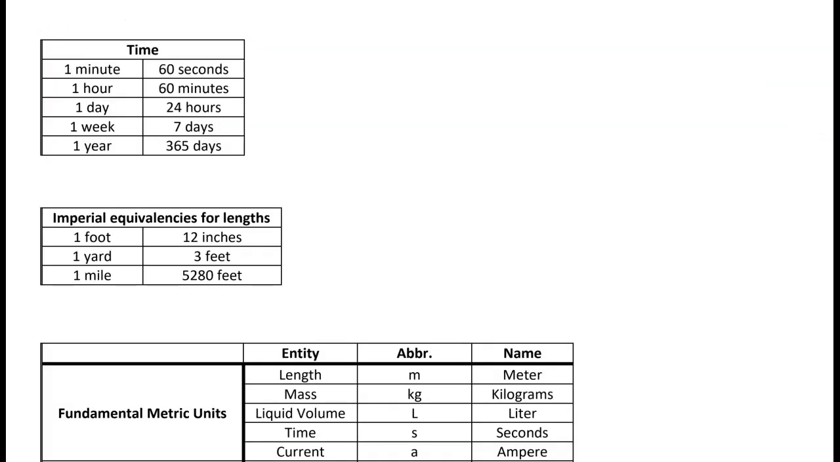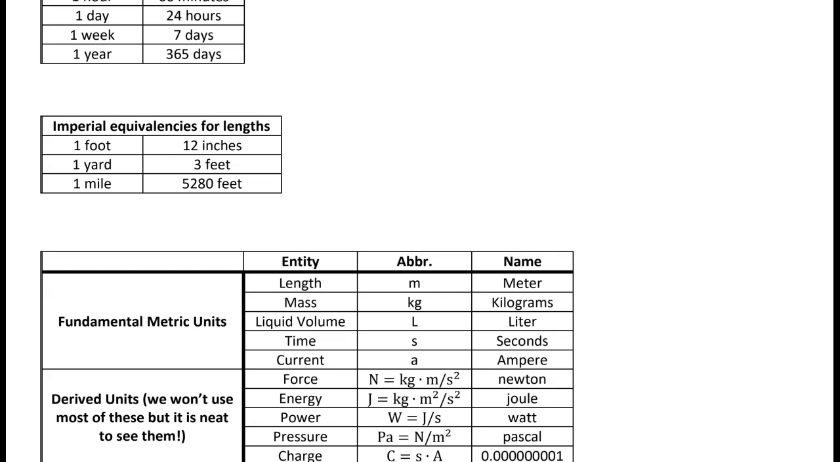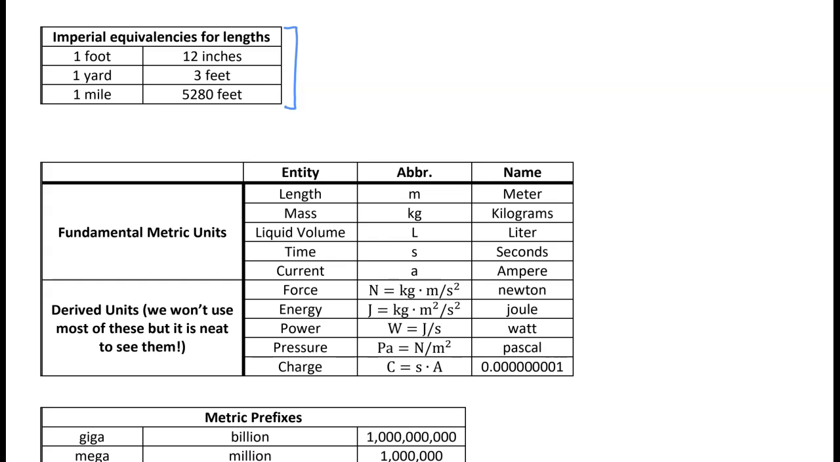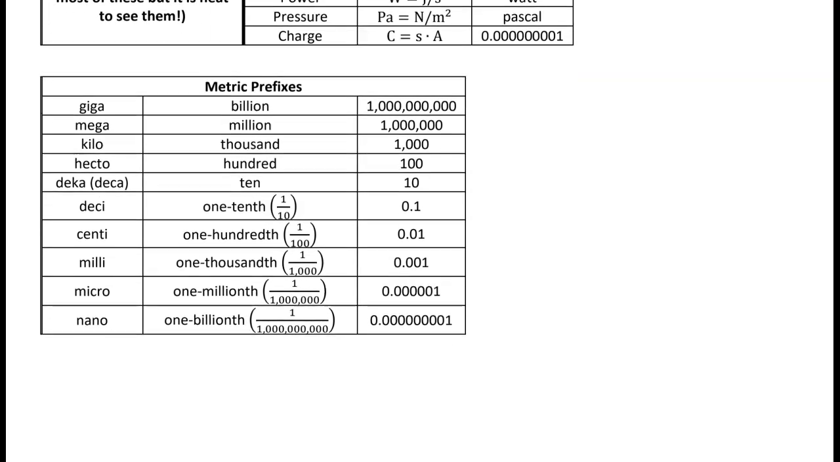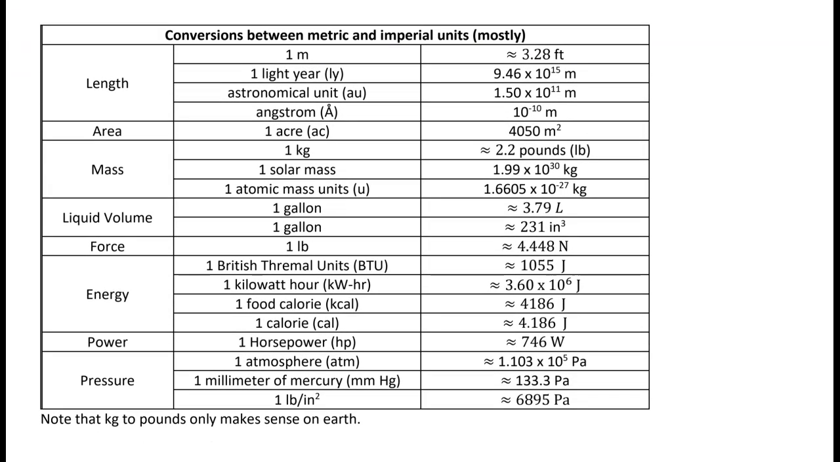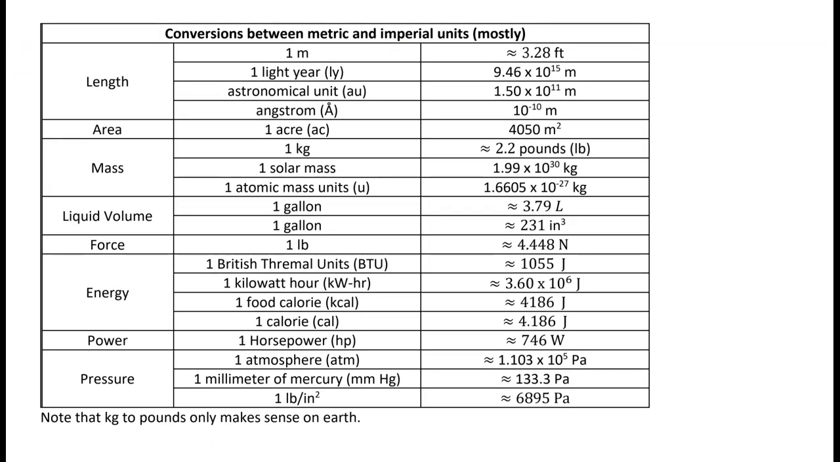So we're not looking for time. We may need some of these imperial equivalencies at some point. But right now what we're looking for is acres. So we want to head to the second page, and acres is actually on our area list. So this is the only thing that we've got here. So 1 acre is about 4,050 square meters.